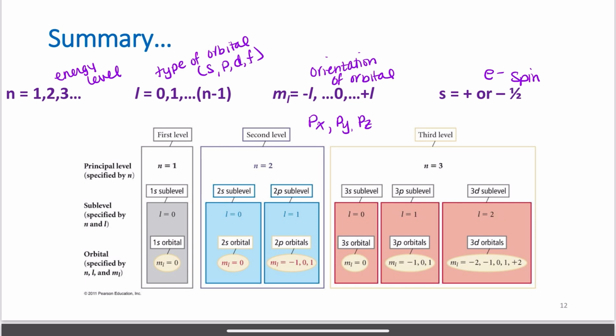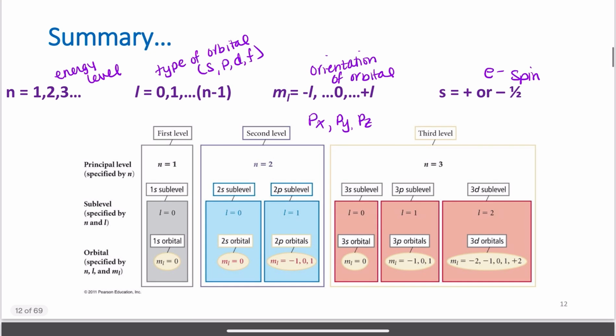Once I get to n equals 4, s, p, d, and f. Within that, my l is telling me the type. Is it l equals 0? That's an s orbital. l equals 1 is a p orbital. l equals 2 is a d orbital, and l equals 3 is an f orbital.